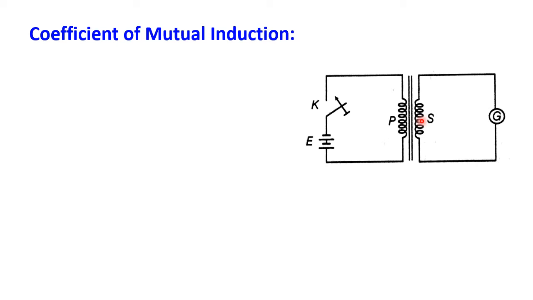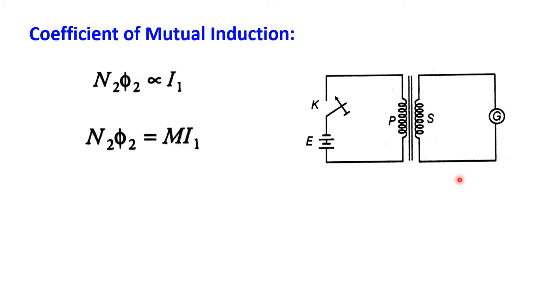Since it is a current-carrying coil, magnetic flux will develop. Suppose the magnetic flux in the secondary coil is phi 2, and there are N turns, so N phi 2. The flux developed in the secondary coil is proportional to the current in the primary coil. If the primary coil current is 0, then there is no effect. If more current passes through it, then more EMF and more flux will develop in the secondary coil. The proportionality constant between the flux and current we are calling the coefficient of mutual induction. We can write it as M equals N2 phi 2 by I1.